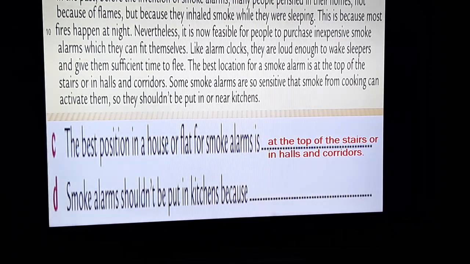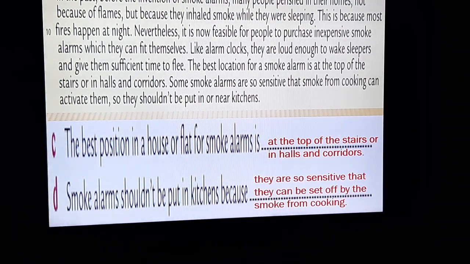So, smoke alarms shouldn't be put in kitchens because they are very sensitive. Some smoke alarms are so sensitive that smoke from cooking can activate them, so they shouldn't be put in or near kitchens.